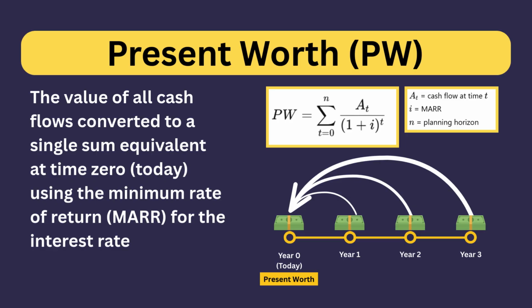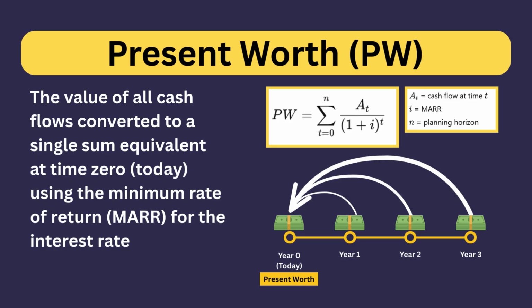When we say that present worth expresses an entire stream of cash flows as a single equivalent amount at time zero, what we are really saying is this. Instead of juggling money that arrives in different years, we ask how much all of that future money would be worth if it were given to us right now. This idea reflects the concept of the time value of money, which you can learn more about in the linked video.